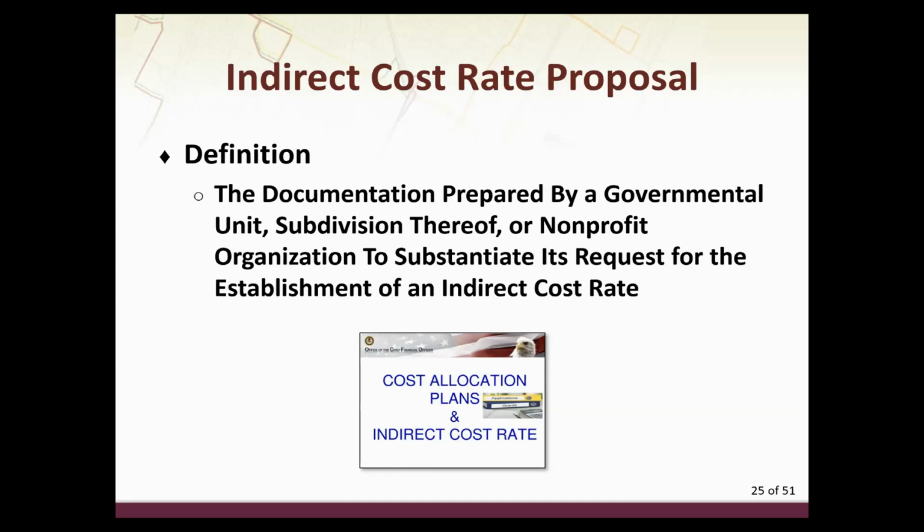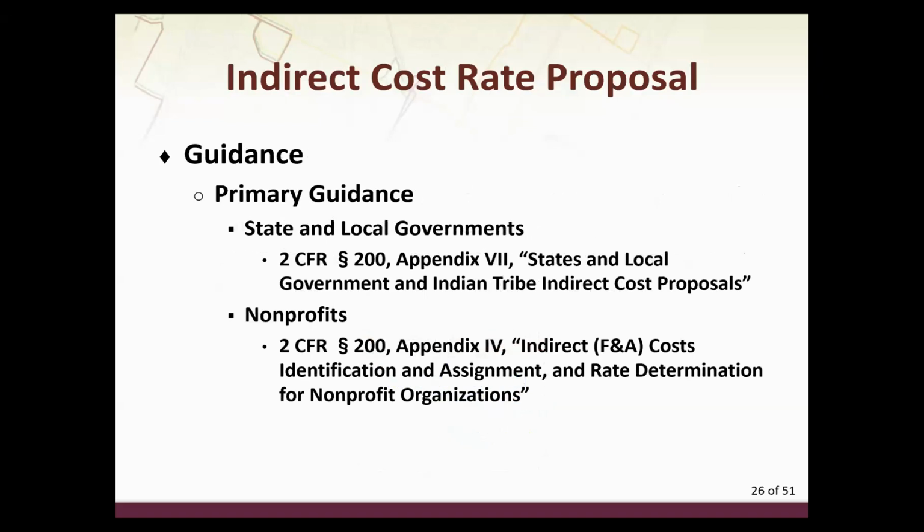I would recommend there is some documentation in FTA Circular 5010, which is the award management circular. But more importantly, if you are a nonprofit agency, I believe it's appendix, and I've got it in a future slide, I believe it's appendix 4 and appendix 7, respectively, that will define procedural steps on how you put together an indirect cost rate proposal. And it is appendix 7 for state, local governments, and Indian tribal organizations. If you are a 501c3 nonprofit, you will look at appendix 4.